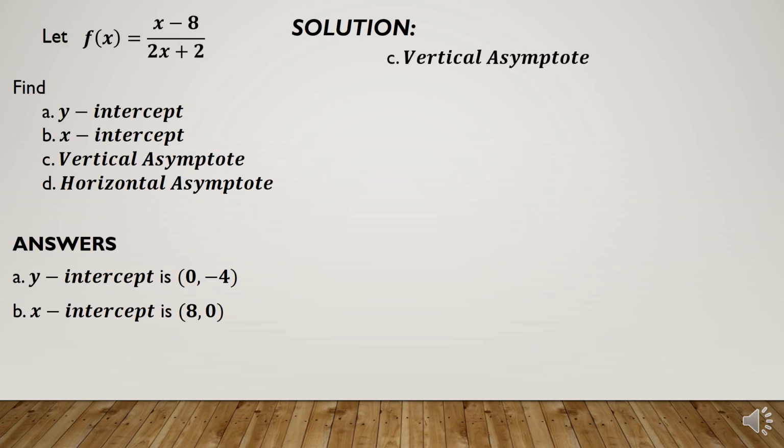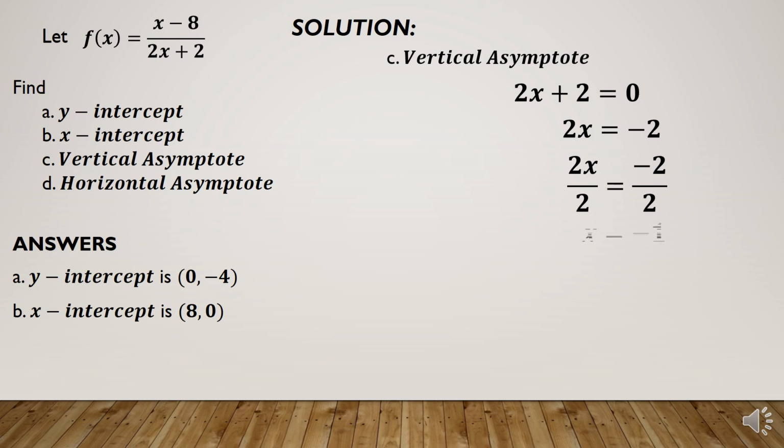Now, the vertical asymptote. To find the vertical asymptote, we need to get the denominator of the given rational function. Then we will equate this to 0. Then solve for x. So you have 2x is equal to negative 2 because we transpose positive 2 on the other side of our equation. Then we divide both sides of the equation by the coefficient of x, which is 2. Then simplify, x is equal to negative 1. Therefore, the vertical asymptote is x is equal to negative 1.